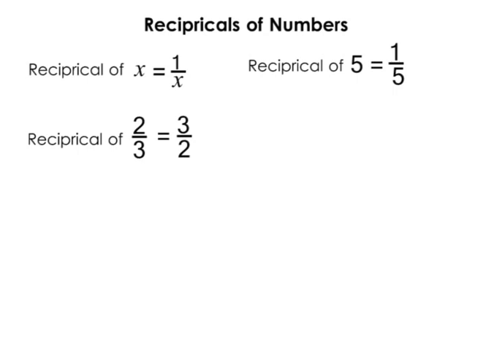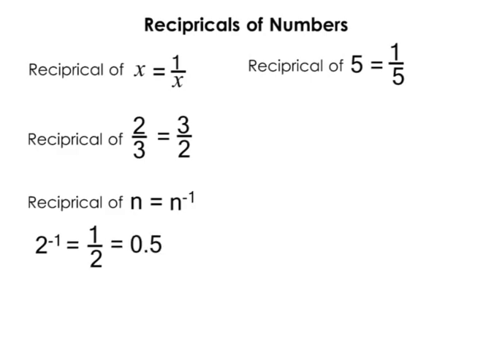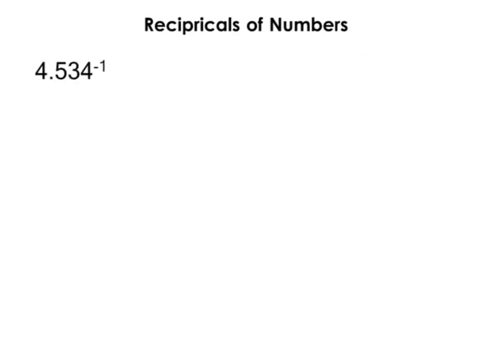In shorthand, the reciprocal of a number n is given as n raised to power of negative 1. And so the reciprocal of 2 is 1 over 2, or 0.5. Reciprocal of 10 is 1 over 10, or 0.1. Now, how about the reciprocal of 4.534? Following the above, this is 1 over 4.534.